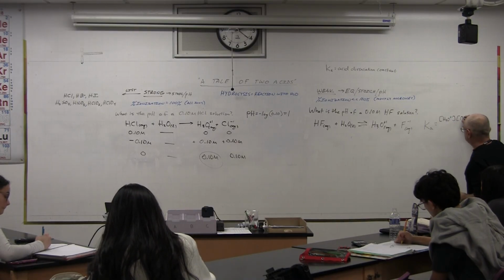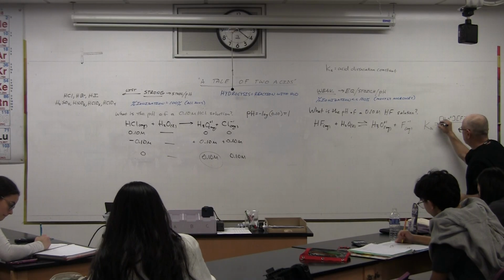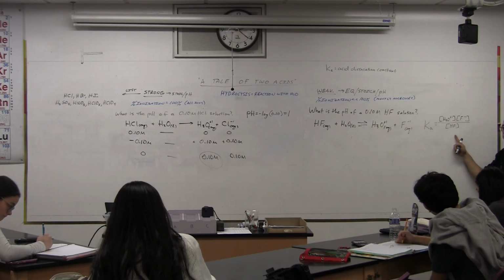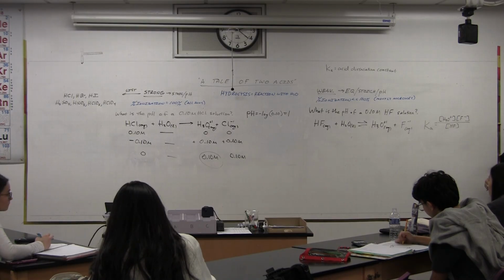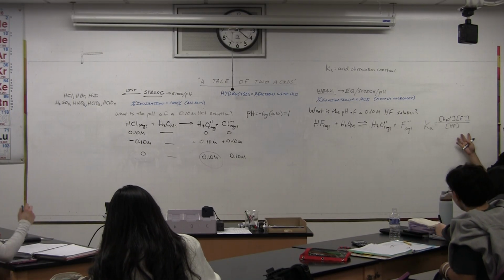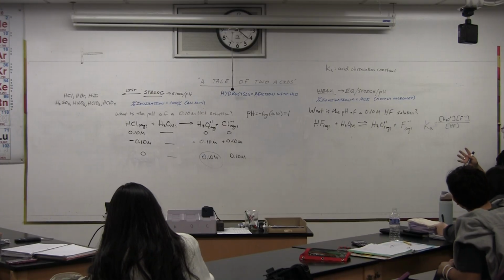times the fluoride concentration all over the molecular form of the acid in the denominator, right? We're just following the same rules we did. We left out the water because it's a pure liquid. But that's essentially what we know. Now, we need a value for it.